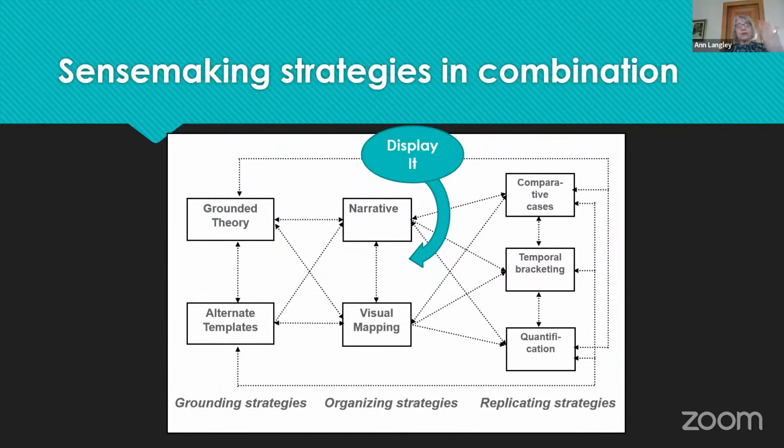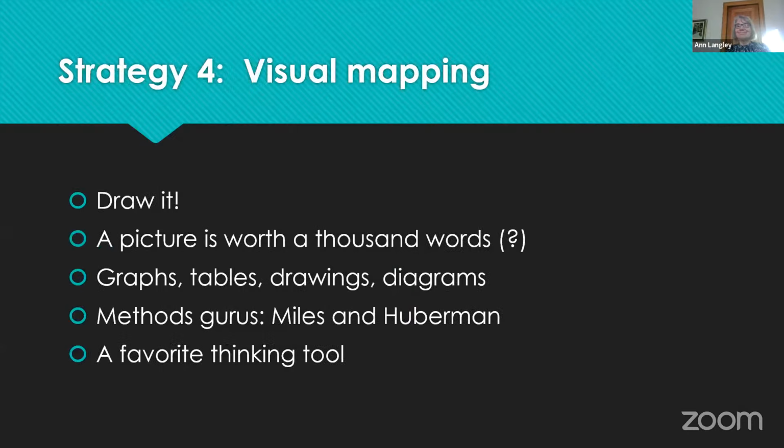And now that we've talked about narrative, I'm going to talk about another way, which I really like, of displaying qualitative and process data. And this is visual mapping. So draw your data, or draw something, draw your theory. We're talking about graphs, tables, drawings, diagrams.